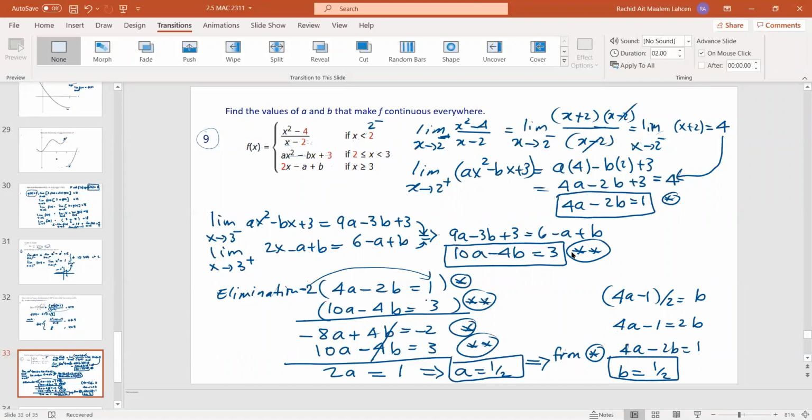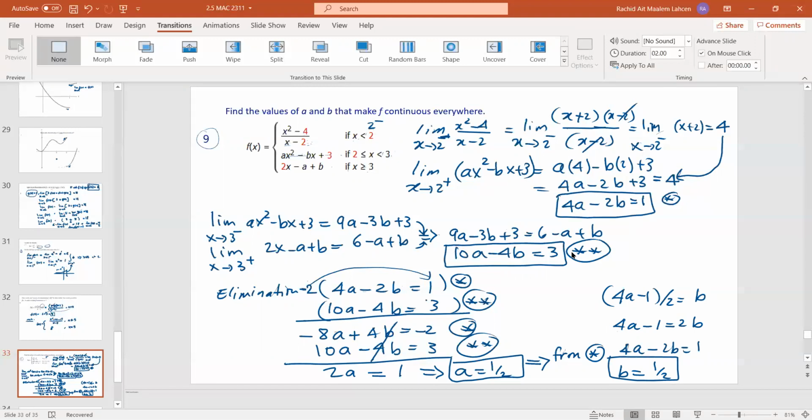All right, so this problem 9 practices a way to better understand this thing. This function can be continuous everywhere if the limit for these parts, here the 2 and the 3, the left-hand side and the right-hand side, are equal. So that's what we base this method on.